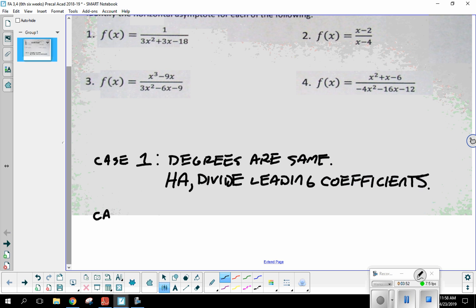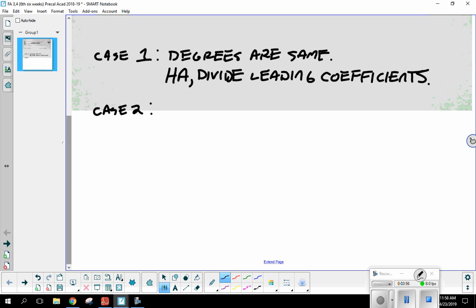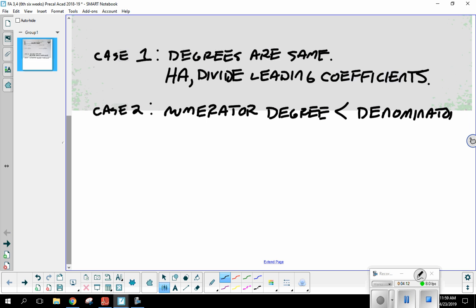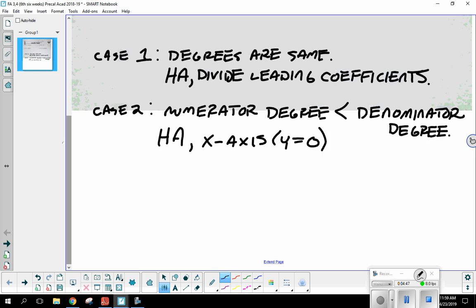Okay. Now, case 2. What if the numerator's degree is less than the denominator's degree? Now remember, in this case, if the numerator's degree is smaller than the denominator's degree, couldn't you also read that as the denominator's degree is larger than the numerator's? Yeah, it's just a different way of saying it. But if this is a case that happens, you're going to have another horizontal asymptote. But this one you don't have to do anything fancy. Immediately, it's got to be the x-axis. So we know y would have to equal 0. That would be the horizontal asymptote.